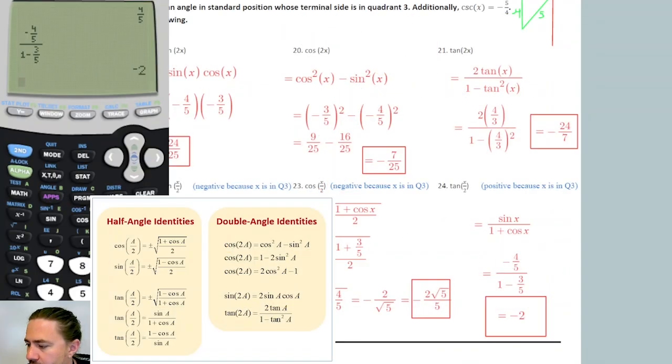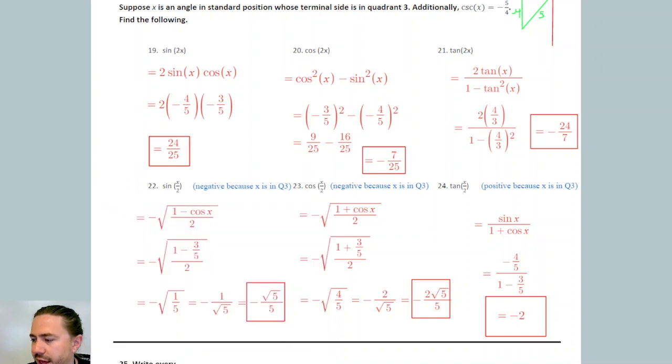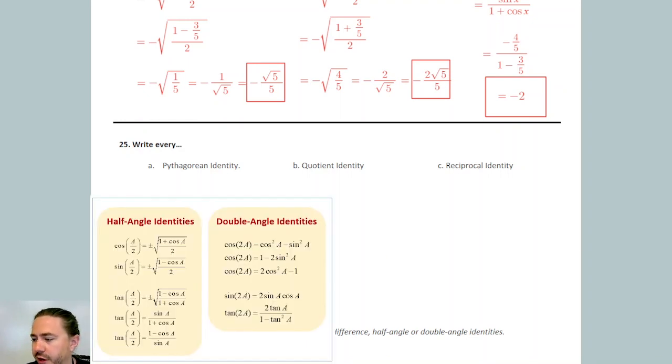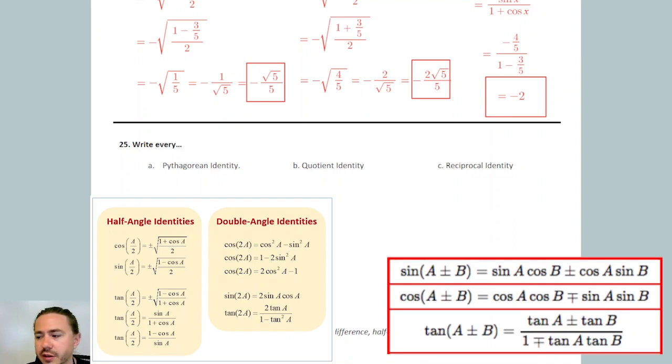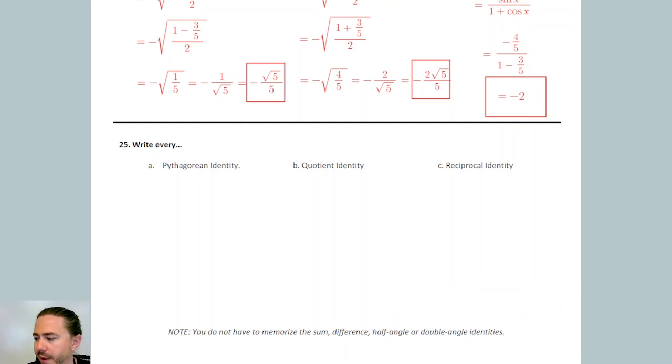Okay, so we've got one last section here, and this section will not take any time at all, because all it's asking for is for us to practice writing the Pythagorean, quotient, and reciprocal identities. These are ones that you should know. You do not have to memorize the sum, difference, half angle, or double angle identities. So, like, you don't have to remember any of these or any of these. These will all be given to you, but you do need to know the rest of these. So let's go ahead and just type them out.